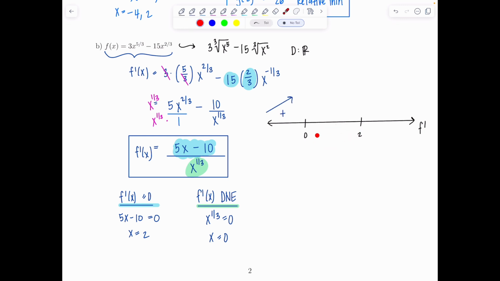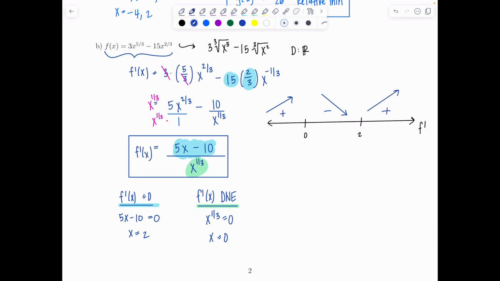Between 0 and 2, say we pick +1. 5 times 1 minus 10, negative. Positive. Negative divided by positive is negative. Function is decreasing. And then bigger than 2, 3, 4, 8, whatever. Let's do 8 because it has a nice cube root. 5 times 8 minus 10, positive. Cube root of 8 is 2, positive. So positive, the function's increasing.